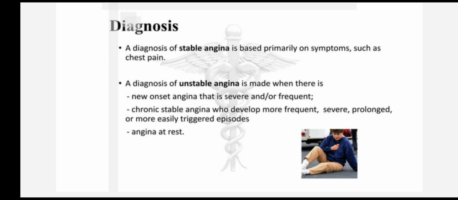Diagnosis. A diagnosis of stable angina is based primarily on symptoms such as chest pain. A diagnosis of unstable angina is made when there is new onset angina that is severe and frequent, or in chronic stable angina that develops more frequent, severe, prolonged, or more easily triggered episodes, or angina at rest.